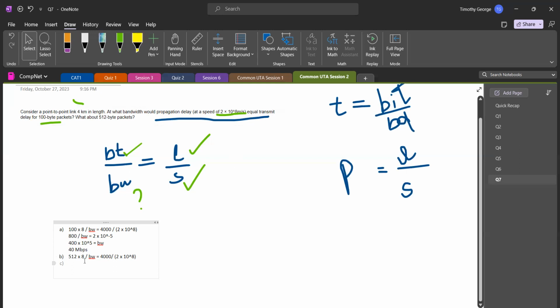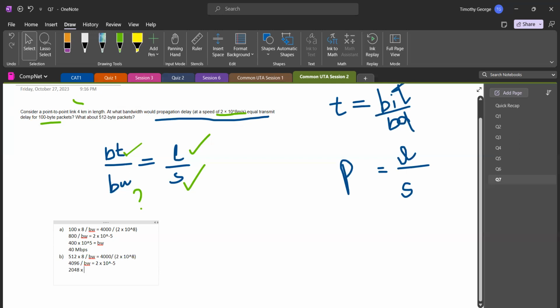So how much is 512 into 8? That's going to come to 4096. On this side we're going to get BW again. So it's going to be 10 raised to 3, 10 raised to 5, 2 into 10 raised to minus 5. Then when we cross multiply, it's going to be 4096 divided by 2. So it's not the C part here.